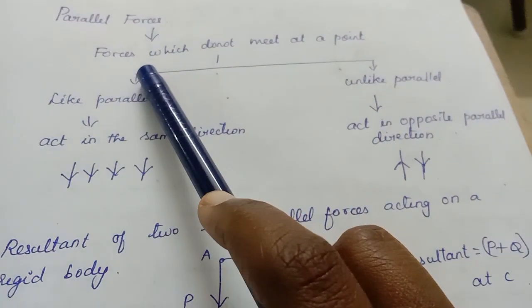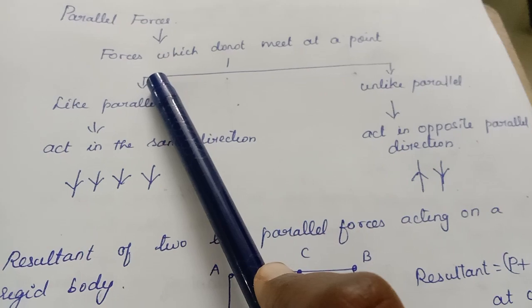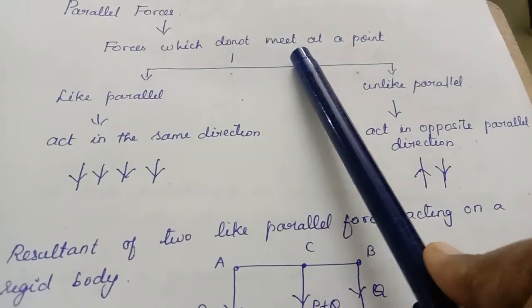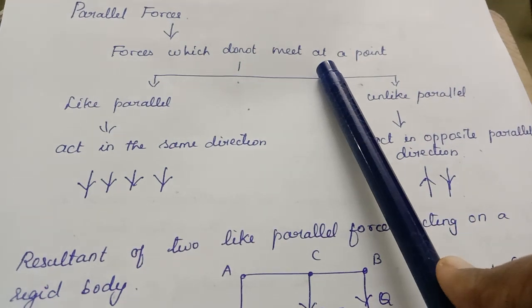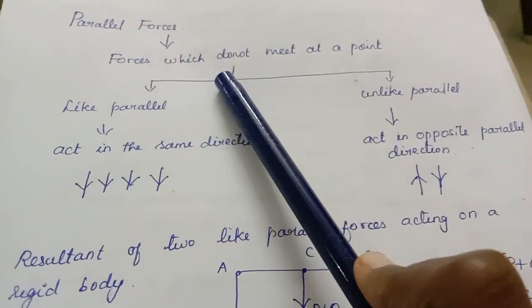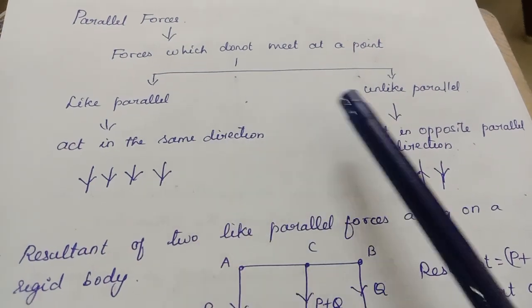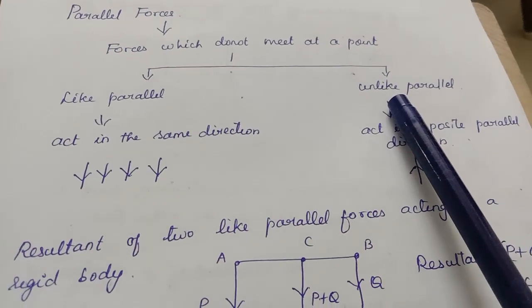A system of forces which are acting on a rigid body such that their lines of action do not meet at a point are called parallel forces. The parallel forces are classified into two types. One is like parallel and another one is unlike parallel.